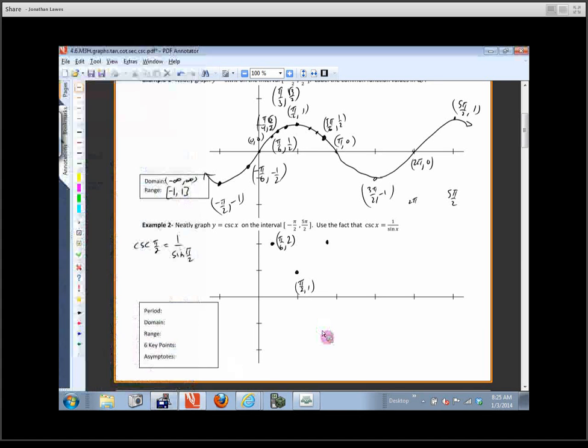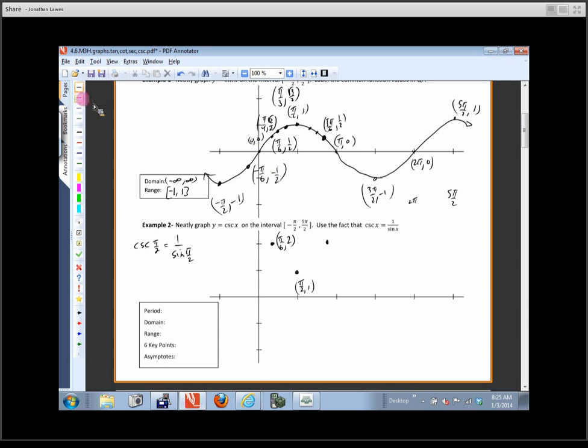Now, here's where it gets a little bit interesting. What about this value right here? So I've taken pi 6 and I've transferred the reciprocal value here. It was 2. Taken 5 pi 6, transferred the reciprocal value here. Pi halves was the easiest one. Its reciprocal is just 1. What's the reciprocal of 0? Undefined, we don't get an answer, right?